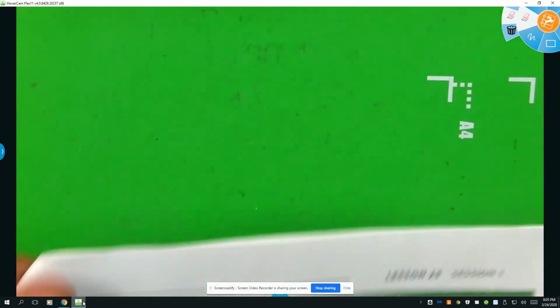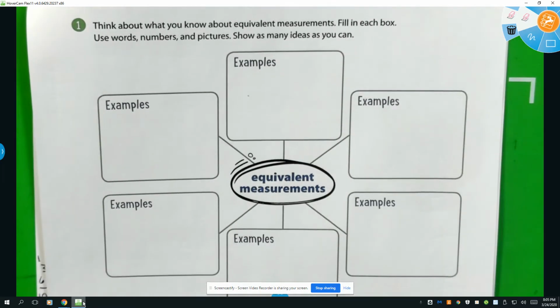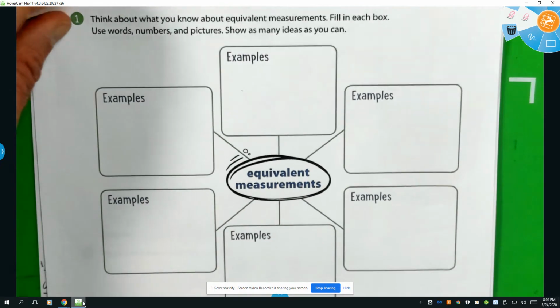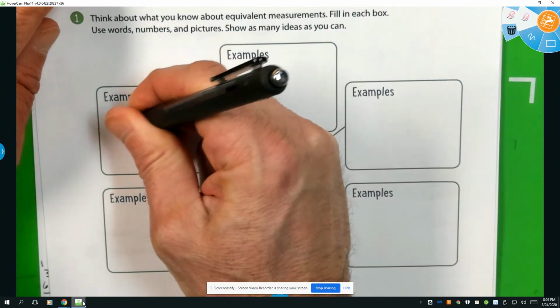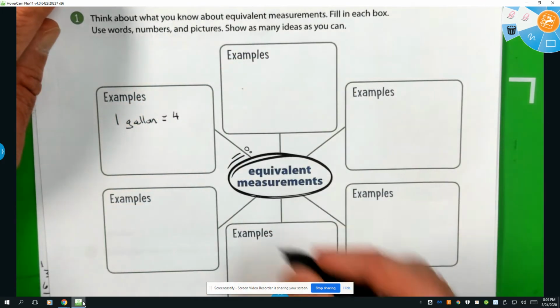Go over to our next page. And as you all know, I bet when you saw this, you got all excited because you know how much I absolutely love to do this page with you. So we're going to do some equivalent measurements. Let's just write a few of them. This is just right off of our conversions table. So we have 1 gallon equals 4 quarts.